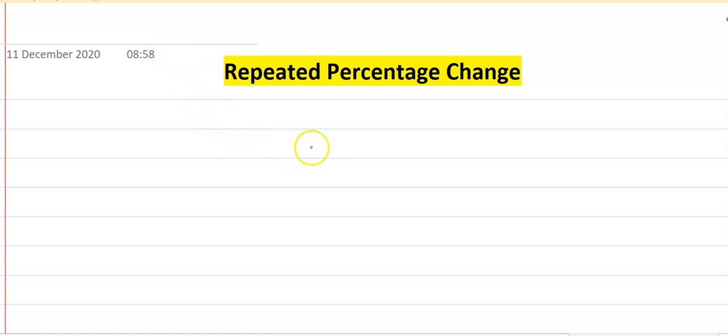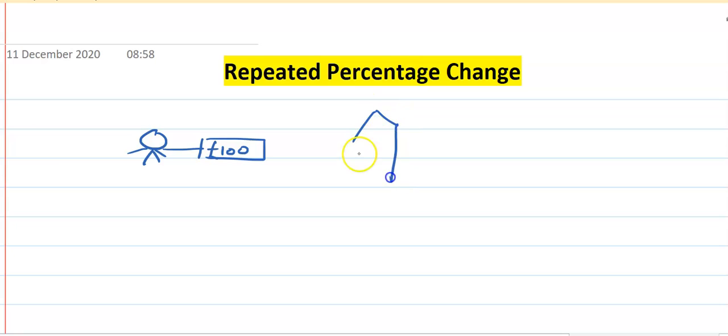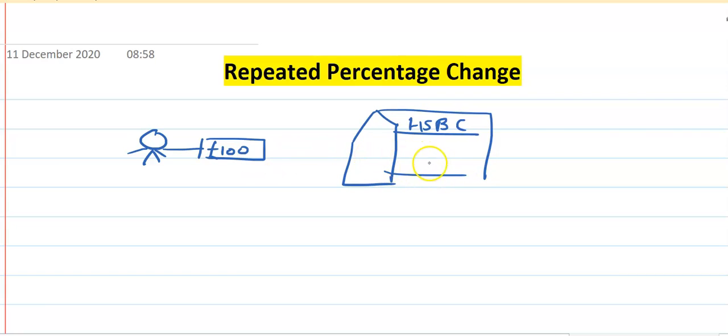So, today's topic is repeated percentage change. Suppose this is person X, and he is going to deposit £100 in this bank. We can write down here HSBC bank. The bank is paying 5% per annum interest. PA stands for per annum. Annum means year, so per year, 5%.